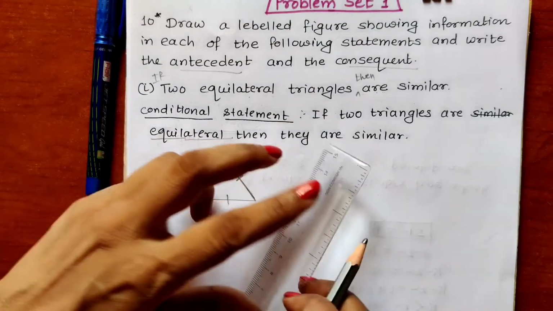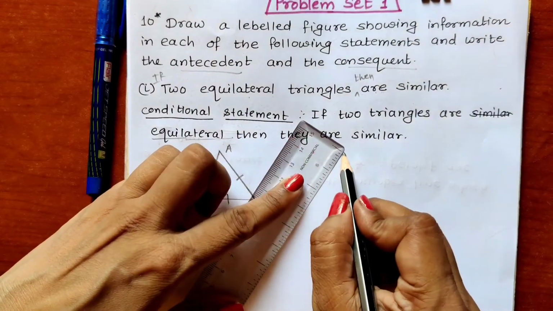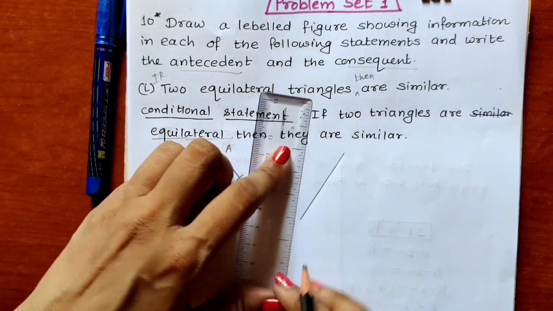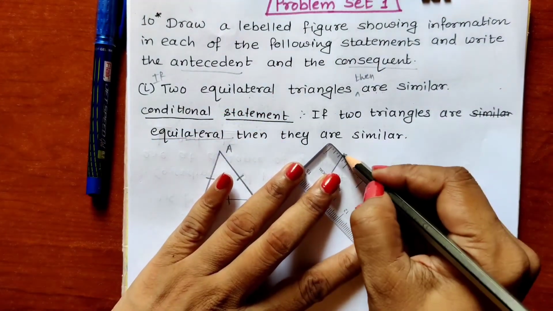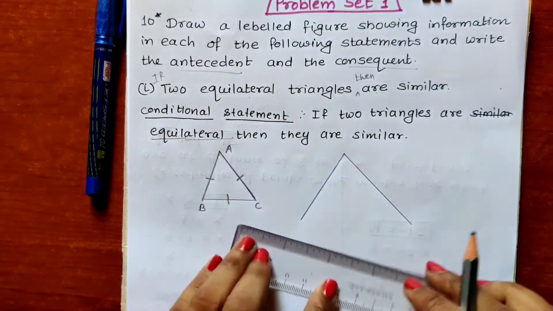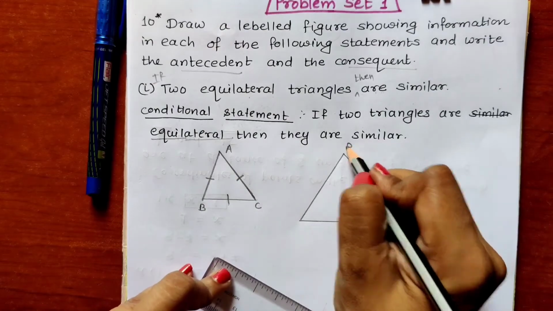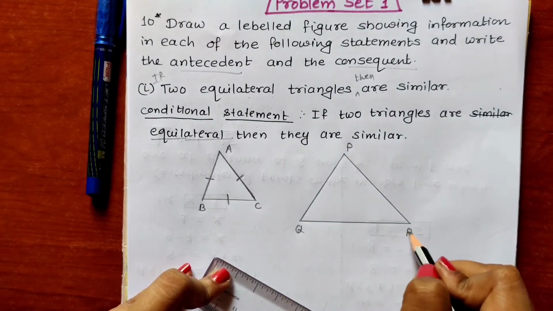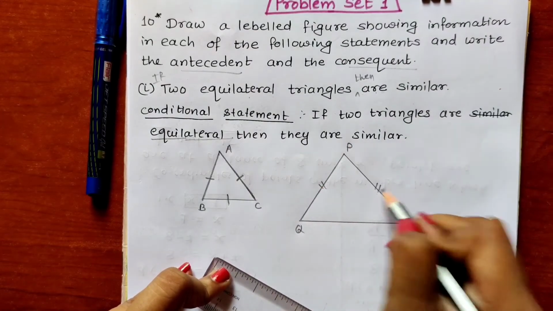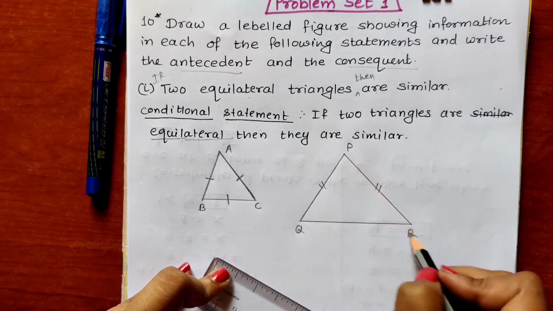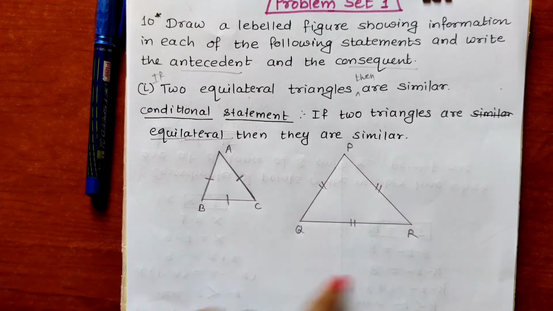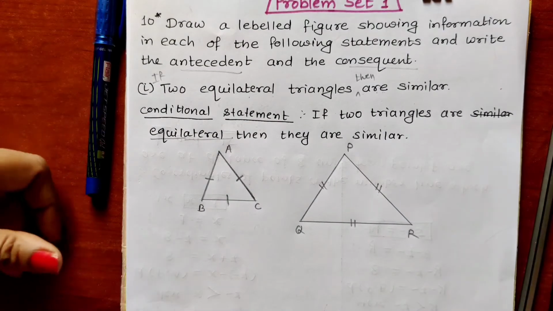So this is one triangle, and the second triangle I will draw a little bigger than this. This is also an equilateral triangle whose all three sides are congruent with each other, P, Q and R. So PQ is congruent with PR is congruent with QR. All three sides are congruent with each other. So in this way we have drawn two equilateral triangles.